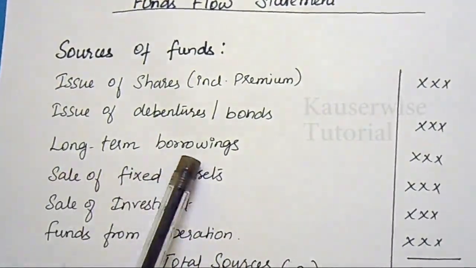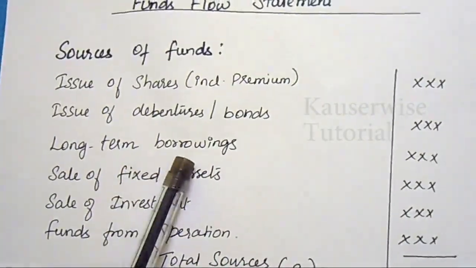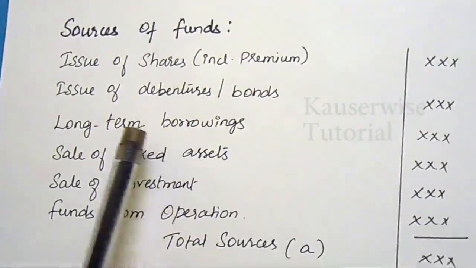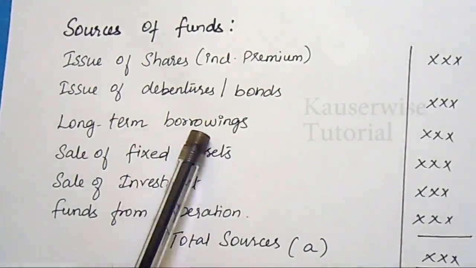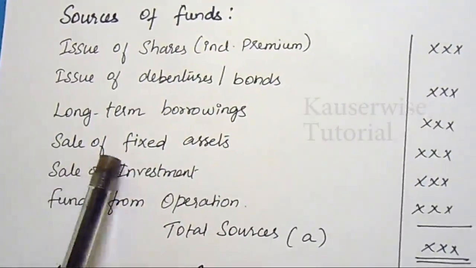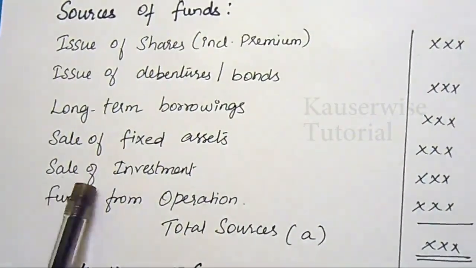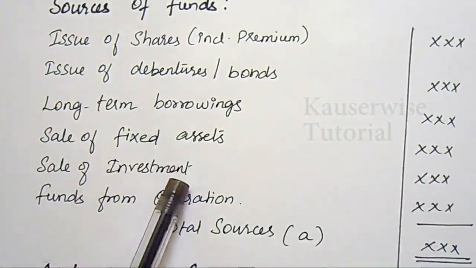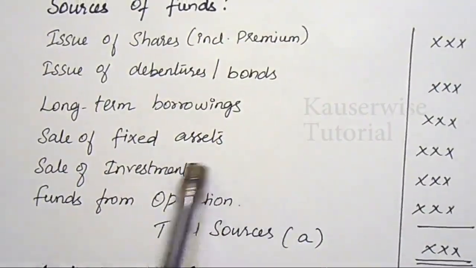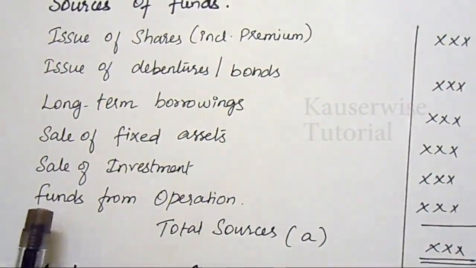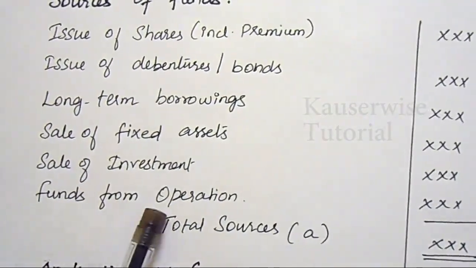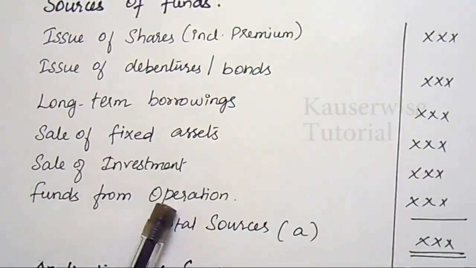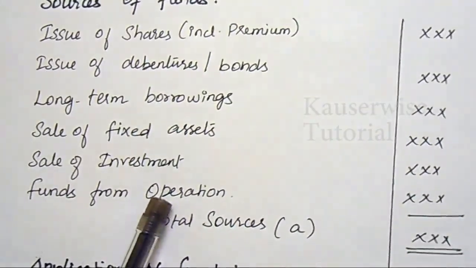Then long-term borrowings, that is a long-term loan from bank or any other third parties, is called long-term borrowings. So it is also one of the sources of fund for the organization. Next one, sale of any fixed asset and sale of investment. So when they sell any asset or when they sell investment, cash comes in, that is inflow of fund. And the next one is funds from operation. In the previous video, we have discussed about the fund from operation. It is a main source of fund, that is internal source of fund.